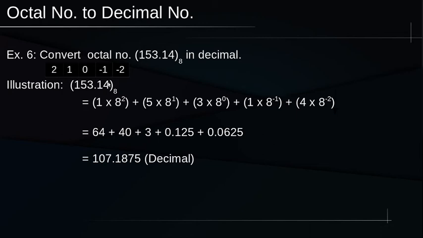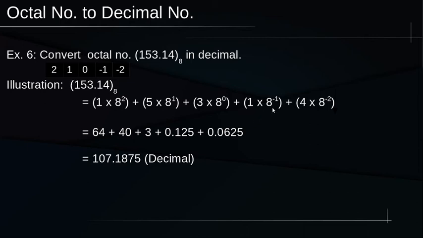And for fractional part, we count left to right. So 1's place value is -1, 4's place value is -2. 1 into 8's power 2 plus 5 into 8's power 1 plus 3 into 8's power 0 plus 1 into 8's power -1 plus 4 into 8's power -2. 1 into 8's power 2 becomes 64. 5 into 8's power 1 becomes 40. 3 into 8's power 0 becomes 3.